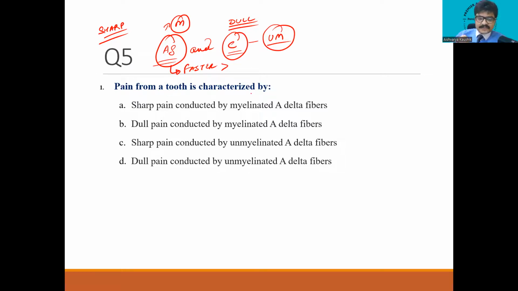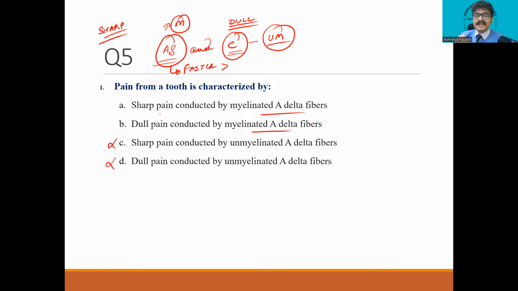So let us see the options. Now, first of all, no option pertains to C fibers, so that is excluded. Now, A delta fibers, let us look at how the examiner is trying to confuse us. Myelinated or unmyelinated? They are myelinated. We all know that. So C option gets cancelled. D option gets cancelled. So we are dealing with myelinated A delta fibers.